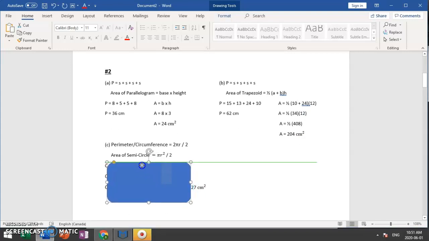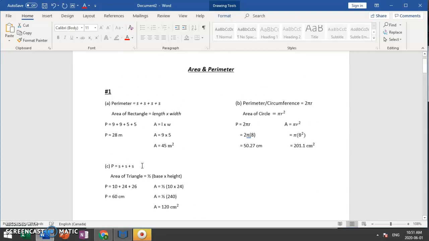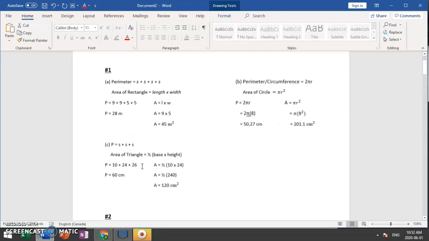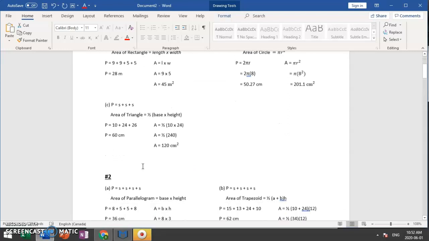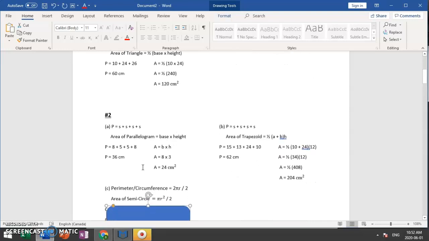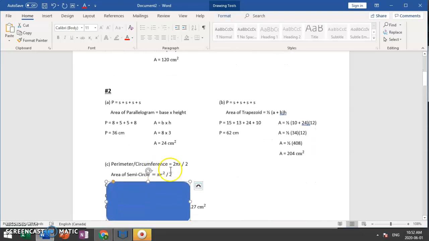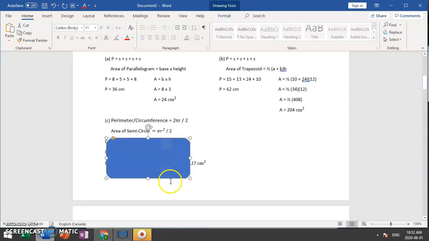So what we're going to do is use the same equations we did for a full circle, just divide our answer by 2 because it's only half a circle, right? So perimeter, 2 pi r, then we're going to divide that by 2 because it's a semicircle. Area is pi r squared. We're going to divide that by 2 because it's a semicircle.